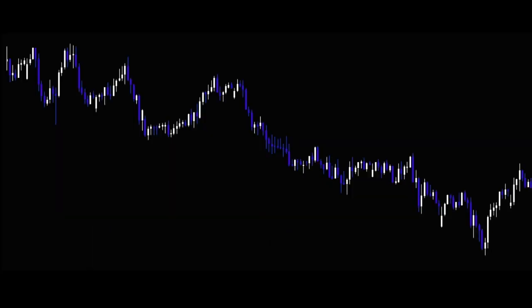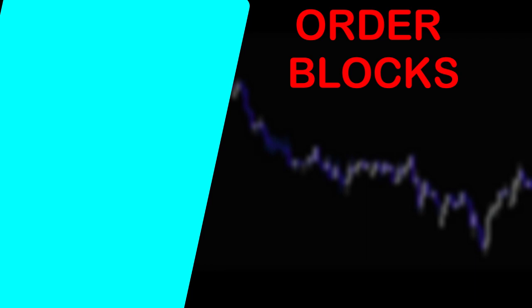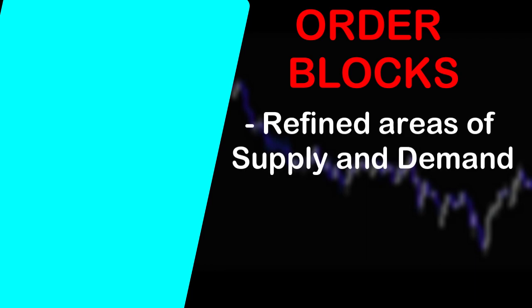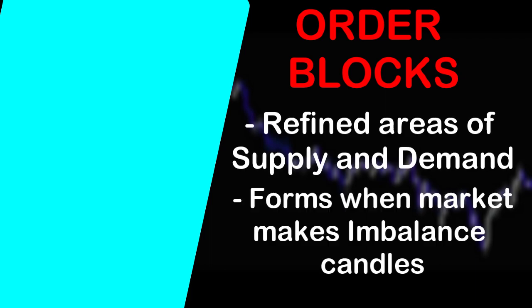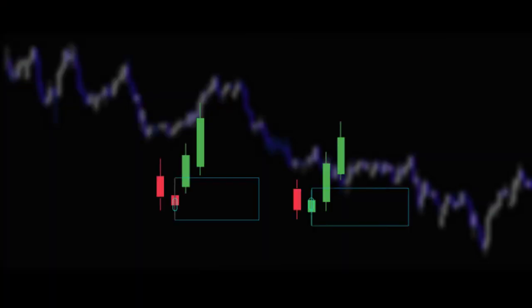The fourth key concept, which is necessary to learn in order to know the areas at which the smart money enters the market, is the order block. The order blocks are refined areas of supply and demand. The order blocks usually form in the market when the market makes an imbalance candle. The previous candle of the imbalance candle is considered as an order block zone.